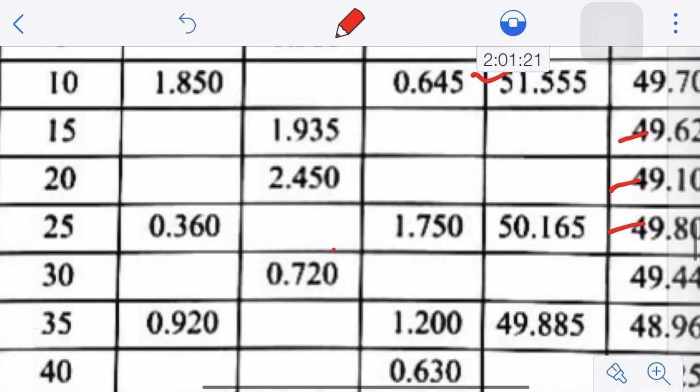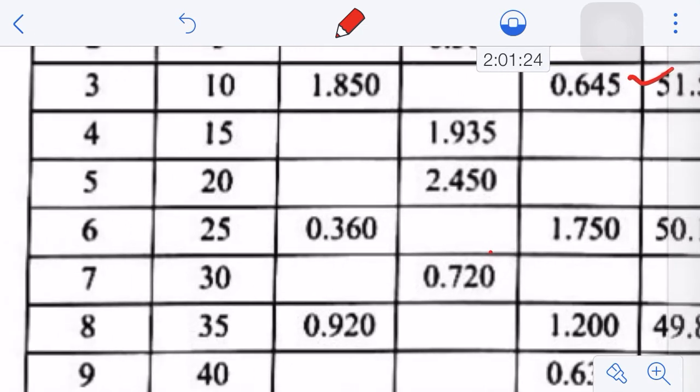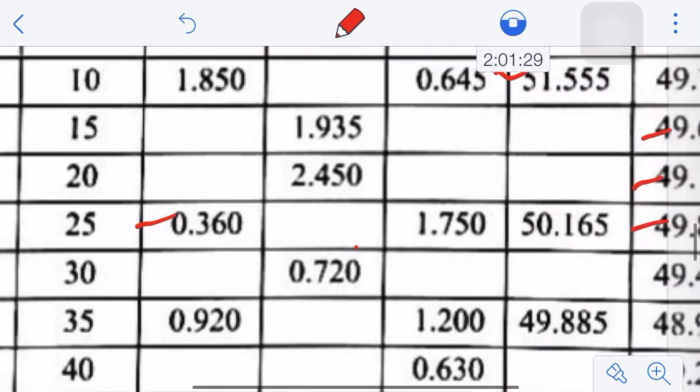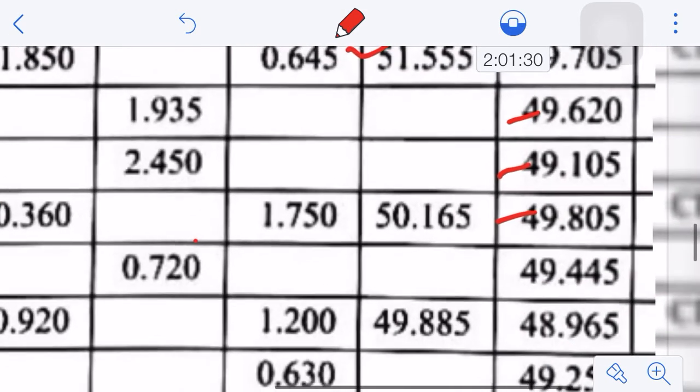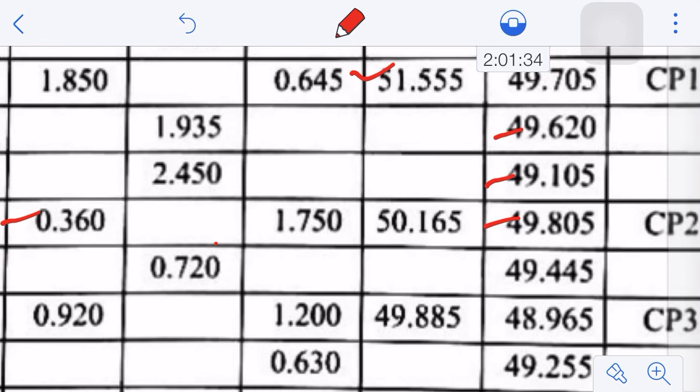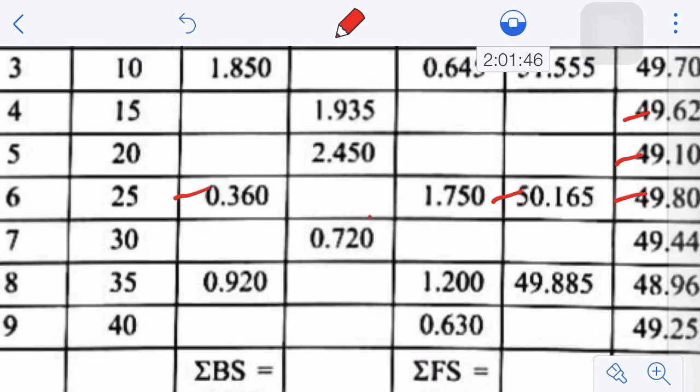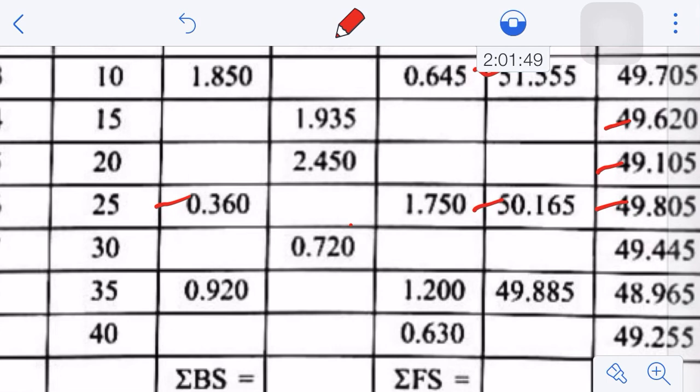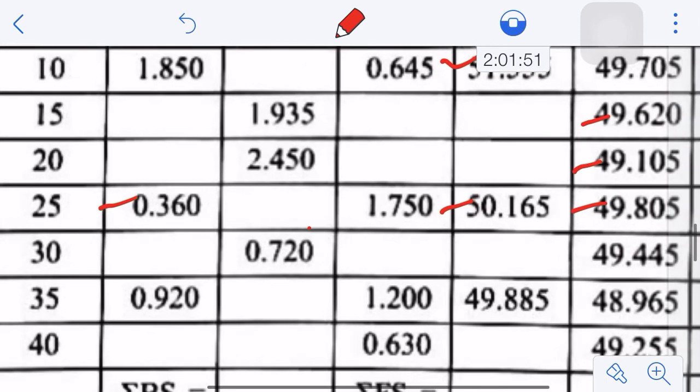Once that is there, you will observe the first reading from the new location to that station number 6 only. That's why it is recorded as the BS. Once you have the BS, your new HI is to be calculated. So this BS 0.360 should be added to the RL of station number 6, that is 49.805, so it comes to 50.165. For the RL of station 7, the IS reading 0.720 should be subtracted from this new HI, 50.165. That equals 49.445.